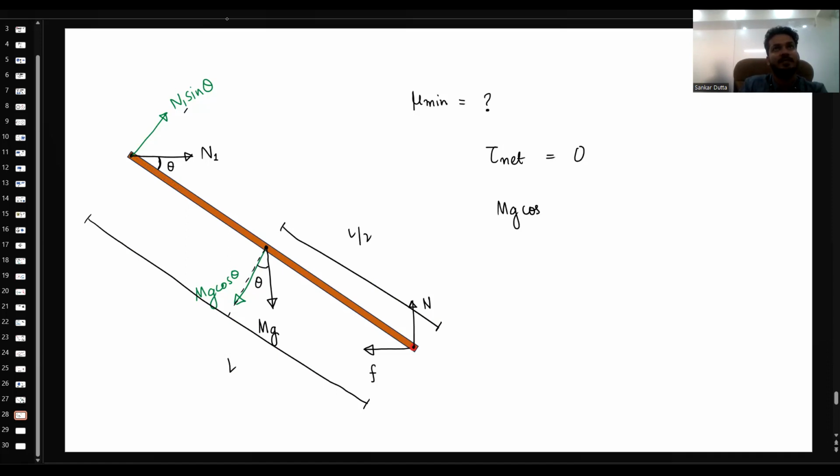Mg cos theta into L by 2, because this is the torque, force into R. Mg cos theta into L by 2, and then minus N1 sin theta into L should be equals to 0. Tell me, why did I put the minus sign in between? That's because the rotational sense of these two forces are different. Mg cos theta is trying to rotate it anti-clockwise, and N1 sin theta is trying to rotate it clockwise. So these torques are in different directions, so I have to subtract them, right?